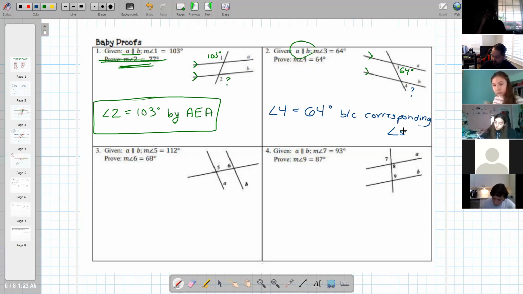Okay, looking at number 3. We're given that lines A and B are parallel again, so we can go ahead and put our symbols in there. We know they're parallel. The measure of angle 5 is 112 degrees, and we want to know the measure of angle 6. How might we do that? By subtracting 112 from 180.